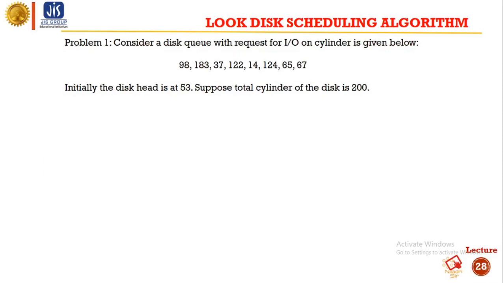Now, what are the main differences between the SCAN and LOOK algorithms? The SCAN algorithm scans all the cylinders of the disk from one end to the other end, even if there are no requests at the end. But the LOOK algorithm scans the cylinders of the disk from the first request at one end to the last request at the other end.